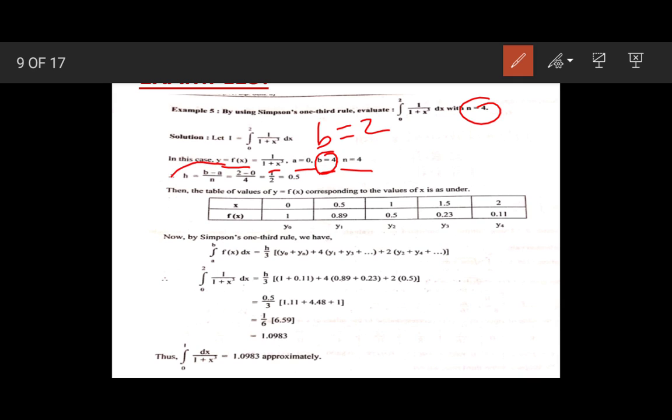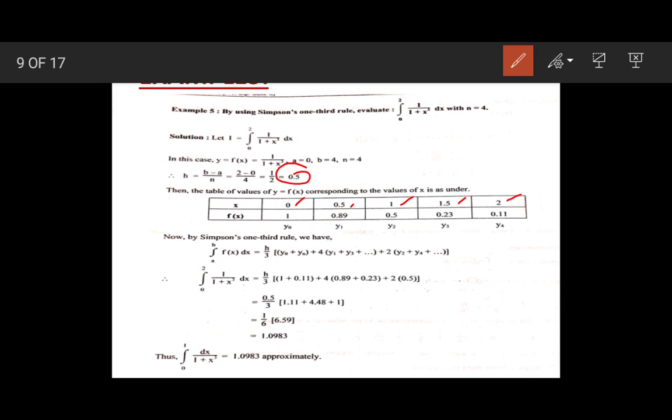Now first we have to find h. So h is equal to b minus a upon n. So 2 minus 0 upon 4. So that is equal to 1 upon 2 or 0.5. Now we have to prepare the table. So let's start with x value. We'll start from 0. Then in that we add the h value. So 0, then 0.5, then 1, then 1.5, and lastly we get 2.